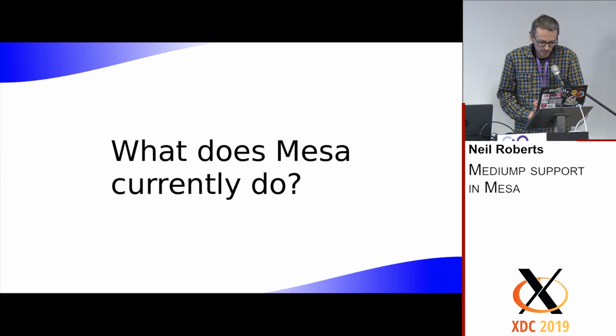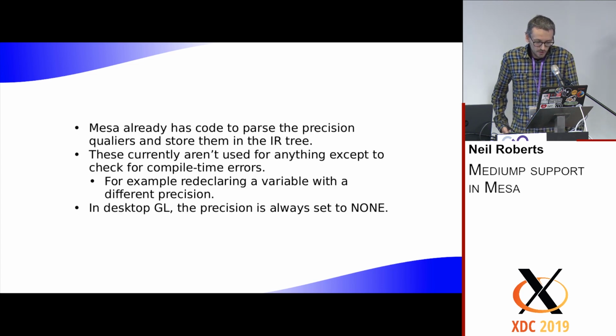So what does Mesa currently do with these precision operators? It doesn't do much. It just parses them and stores them in the IR tree. As far as I'm aware, they're not really used for anything at the moment except to check for compile time errors. For example, if you declare a variable with one precision and you later declare it with another precision, it has enough information to report a compile error.